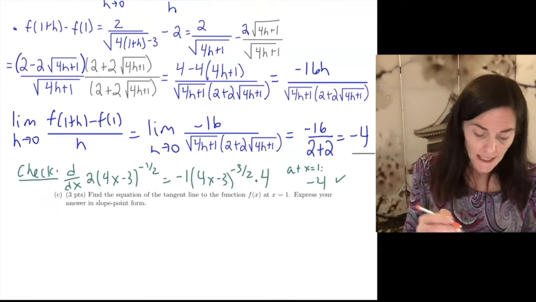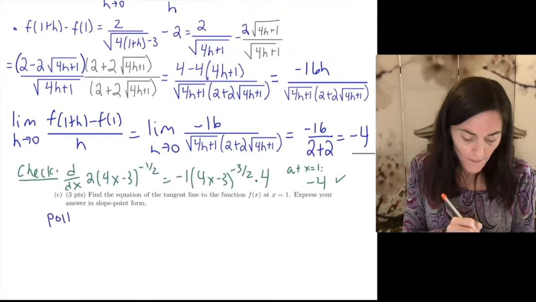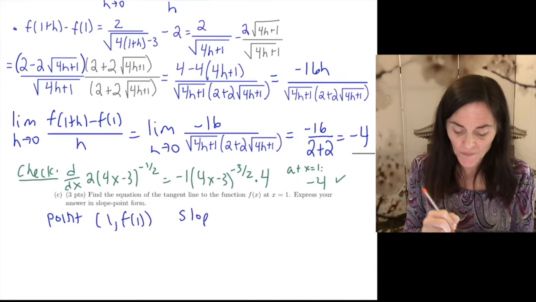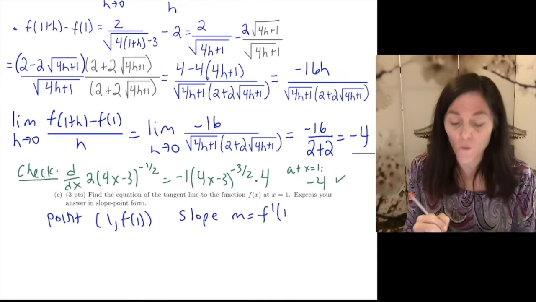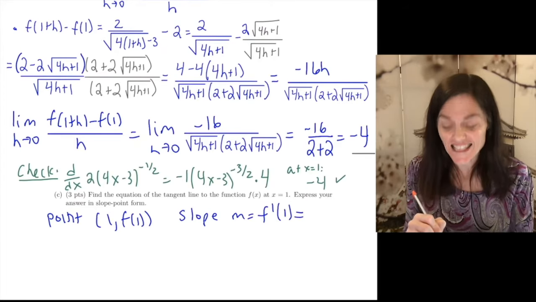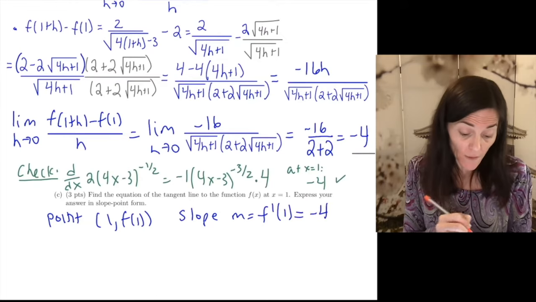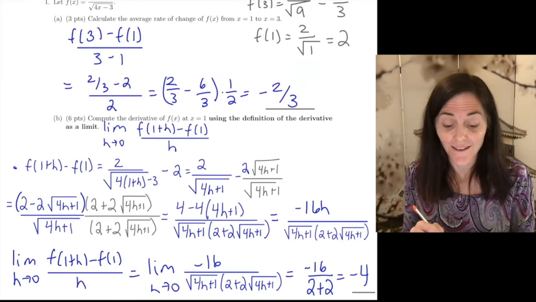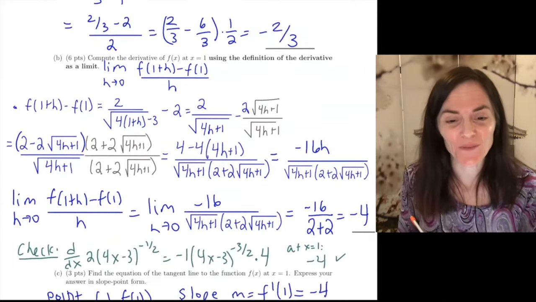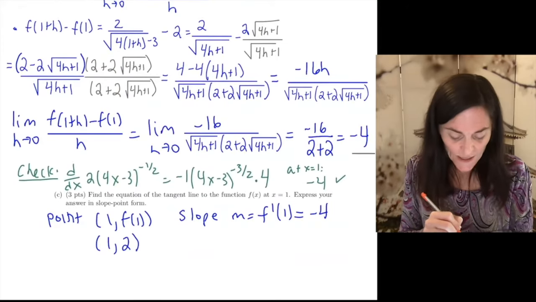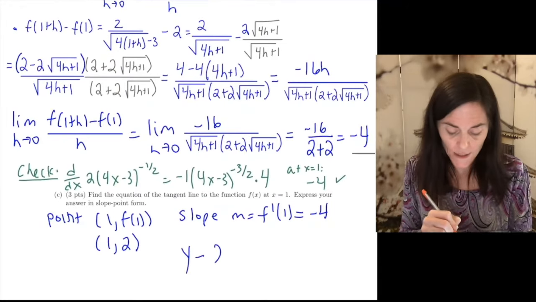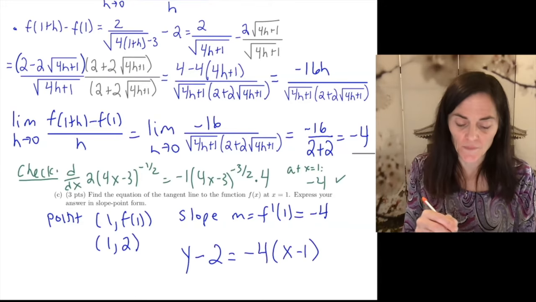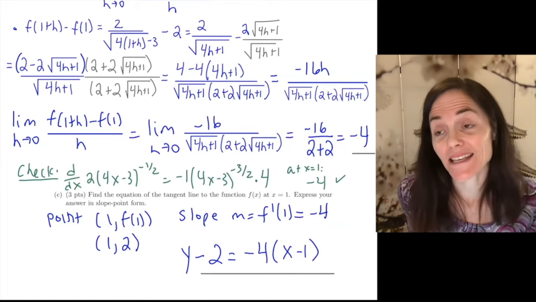The last part is the equation of the tangent line. Well, we know a point would be (1, f of 1), and the slope is the derivative at 1. We calculated this is minus 4, and we also calculated f of 1. That was, in fact, one of the very first things we did, all the way up here at the top. f of 1 is 2. And so this would be, for instance, y minus 2 equals minus 4 times (x minus 1). This would be an equation of this tangent line.